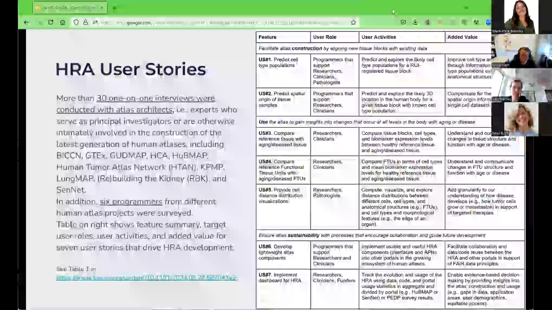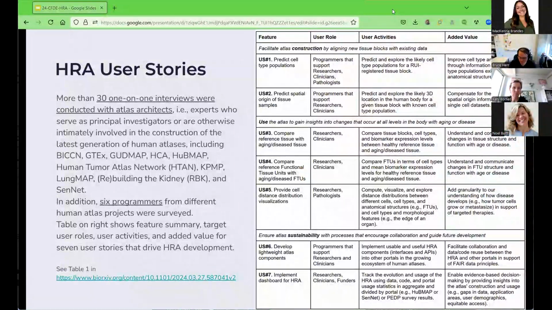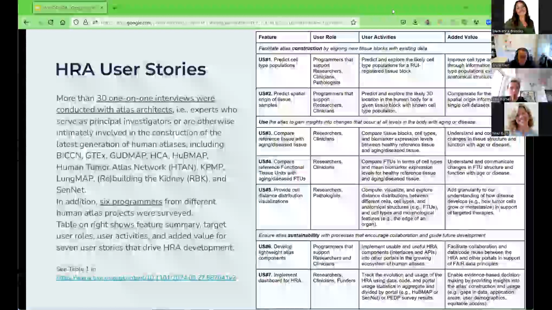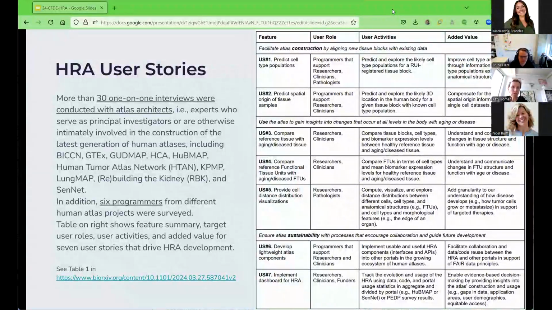And so in order to get to these 7 user stories, we did very many interviews with Atlas architects, 30, and not just those from HuBMAP, but also across the NIH ecosystem and also Human Cell Atlas, and several also in Asia and other continents, because we wanted to have a more global view of what this atlas could look like and how it might be used. And so we also, in addition, interviewed 6 programmers, because ultimately all of this has to be feasible, and programmers are smart. They might identify cool new things of how this atlas could be constructed that maybe some of the biologists don't yet see, because they're not so much on the technical side.